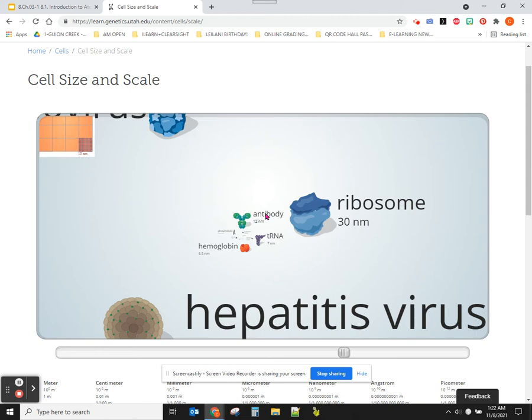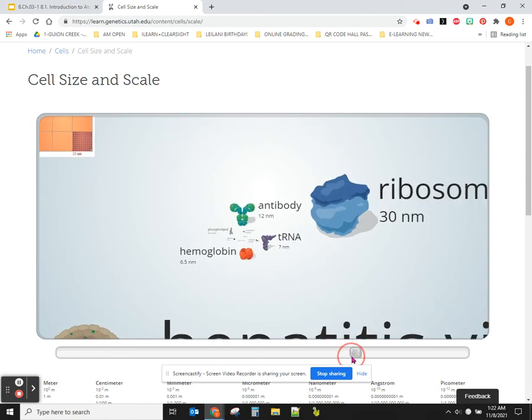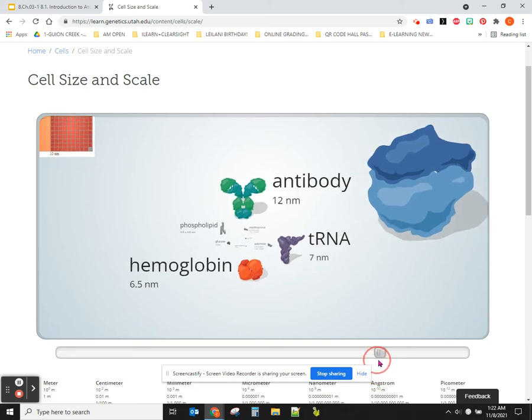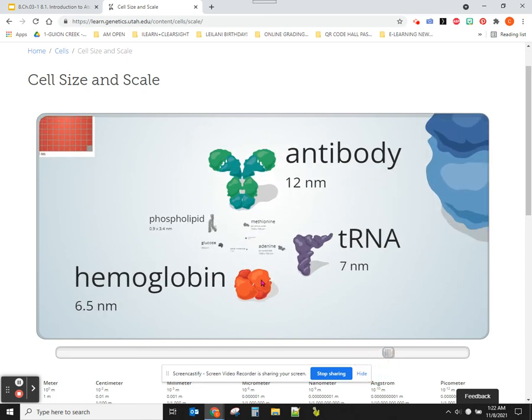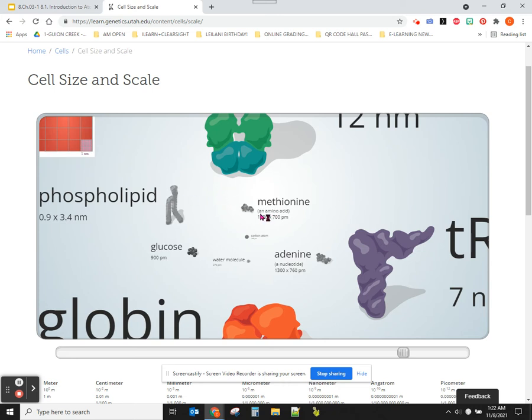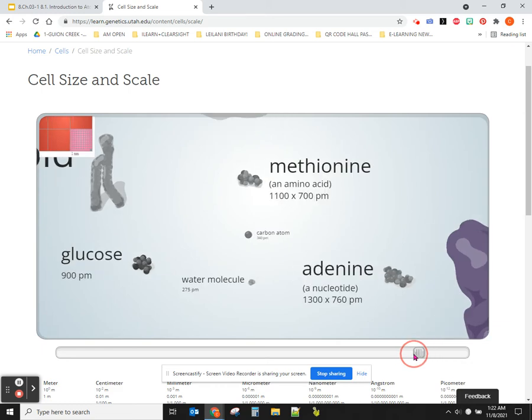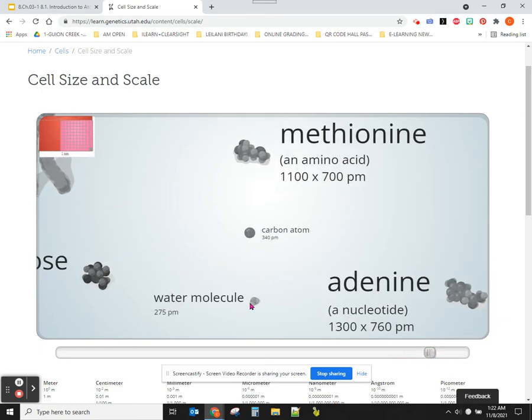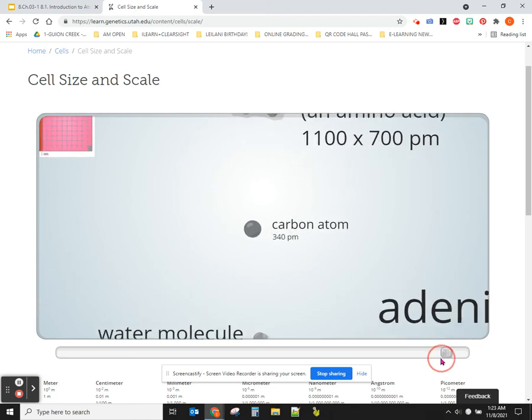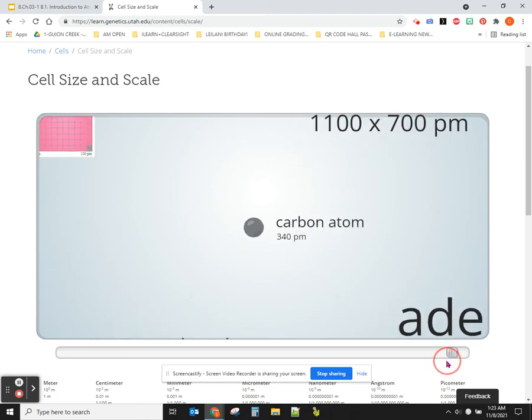And then there are antibodies that help you fight disease, hemoglobin that carries oxygen and carbon dioxide in your red blood cells. And now we're getting down to some really small stuff. There are some parts of a cell membrane and amino acids and a nucleotide, a little piece of DNA, glucose, sugar, and then there's a water molecule. Now we're getting where we can see individual atoms. So this is how small they are. There's a water molecule and a carbon atom. That's really how tiny we have to get.